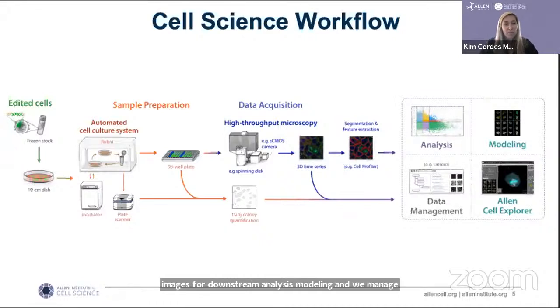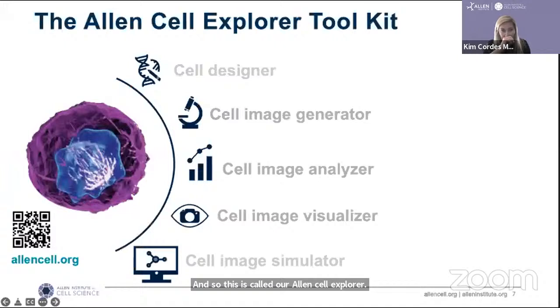And I'm going to walk you through this. We put all of our imaging data up on our website and make it publicly available. And so this is called our Allen Cell Explorer. So on our website, we have a toolkit, a suite of tools to be able to visualize and model cell behaviors, all of which are open source and available to the research community. We call this our Allen Cell Explorer Toolkit.